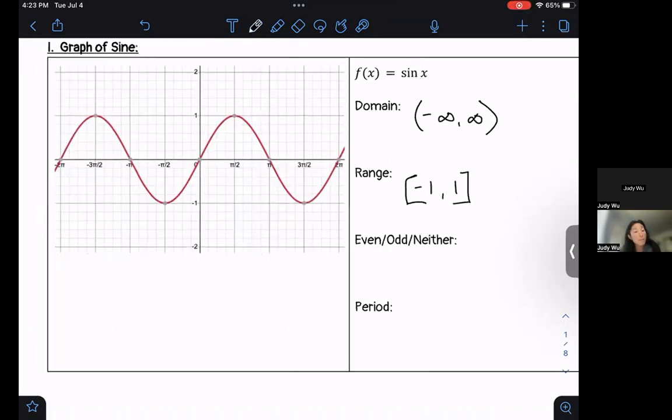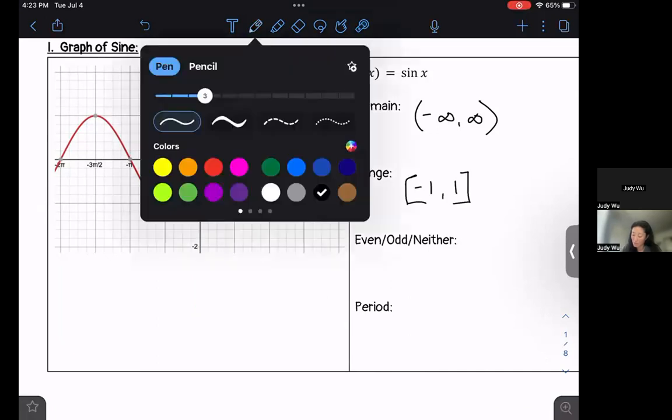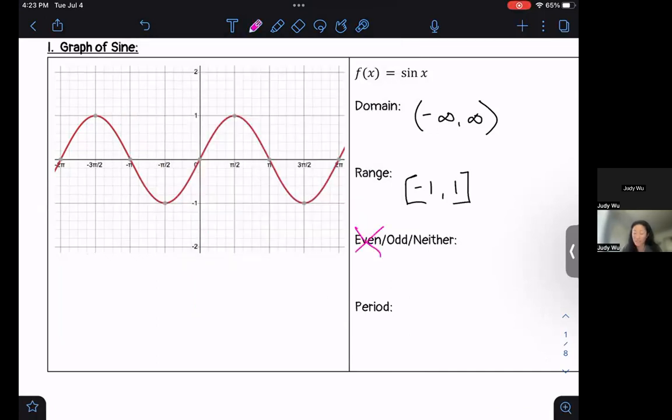Even, odd, or neither. Way back in chapter 1, we talked a little bit about whether functions were even, odd, or neither. When we're talking about things that are even, we would expect to see a perfect reflection across the y-axis. But if I take this point, it doesn't end up here. I don't see that perfect reflection. So this function, sine, is not even.